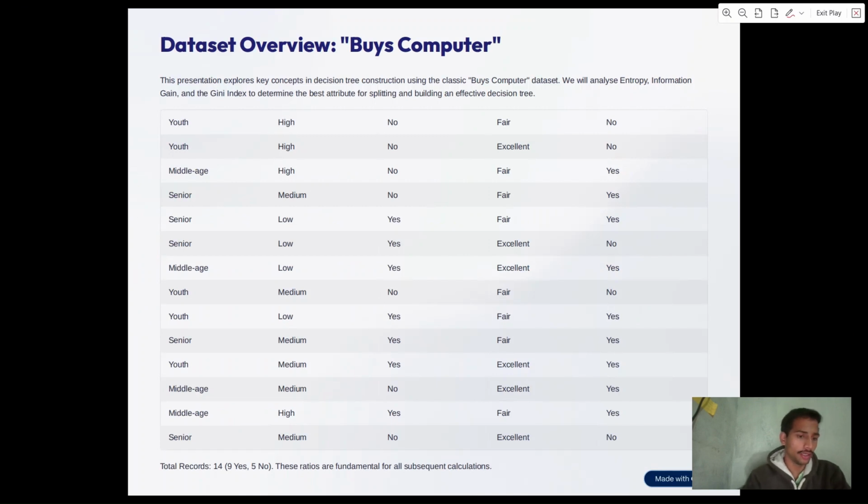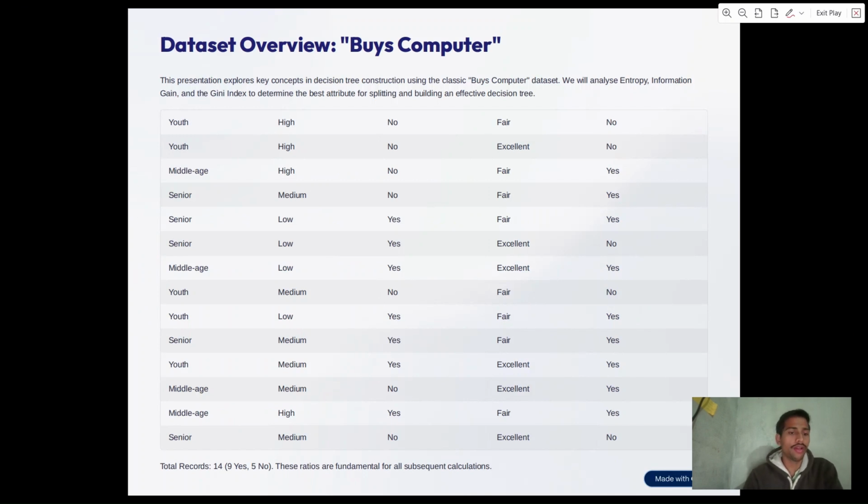Let's look at our dataset. We have 14 records of people with attributes like age, income, and student status. Our goal is to predict if they will buy a computer. Out of 14 people, 9 said yes and 5 said no. These ratios, 9/14 and 5/14, are the foundation of all our calculations.